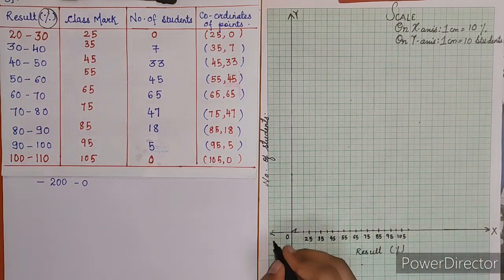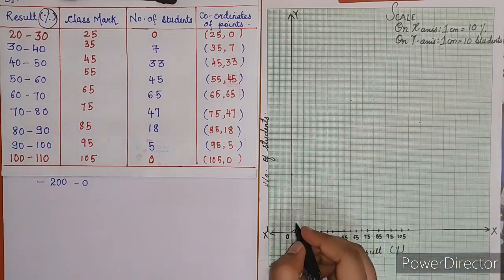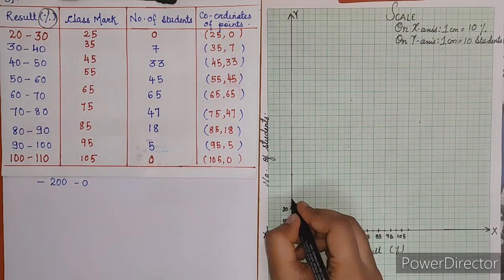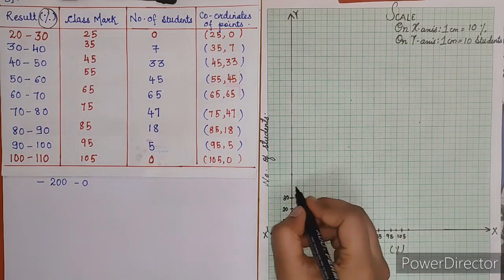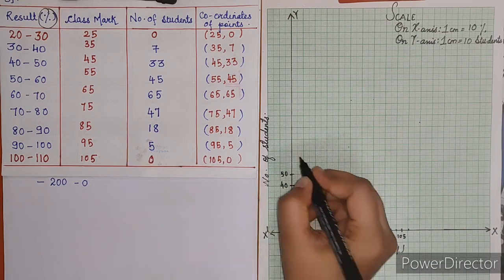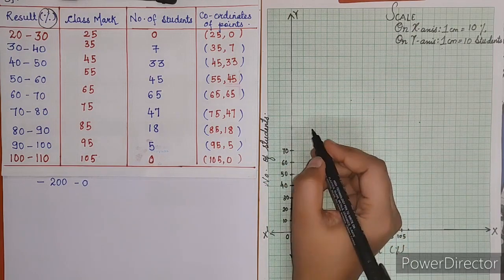We'll name it x, here x dash. Now coming to the y-axis, we have taken 1 centimeter is equal to 10 students. So here 10, 20, 30, 40, 50, 60, 70.